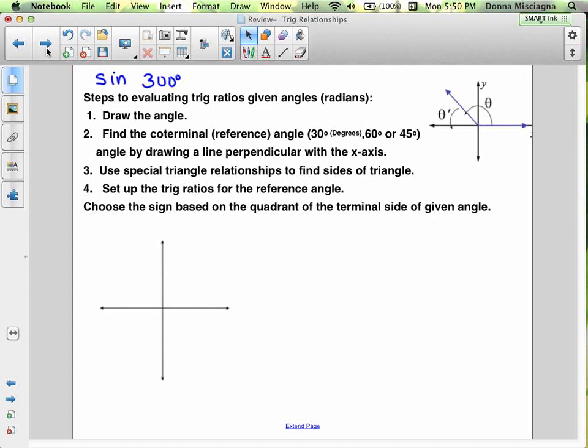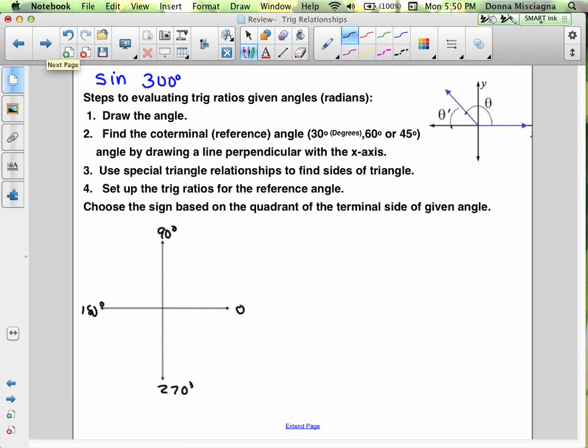All right, so we want to evaluate sine 300. The first thing you should do when you've got your coordinate plane is label it in degrees. If you're not sure, well, you probably should be sure on degrees, but if you weren't sure, you do have these graphed in your notes, and use those. All right, so here are the degree measures as we go around the coordinate plane. We want 300 degrees.